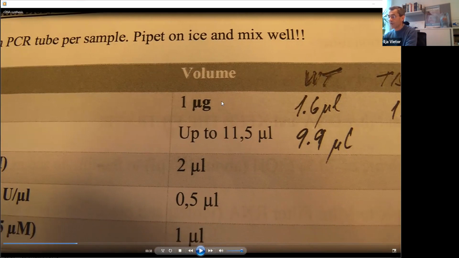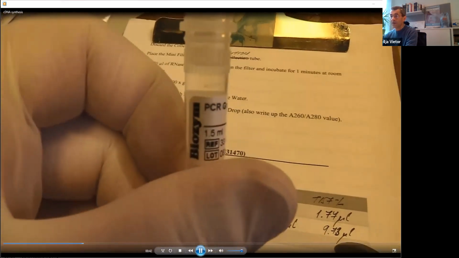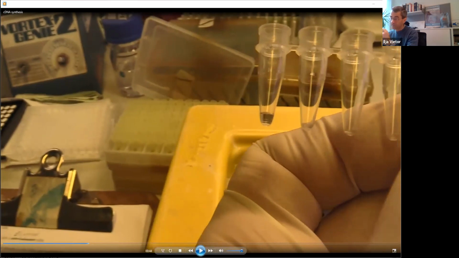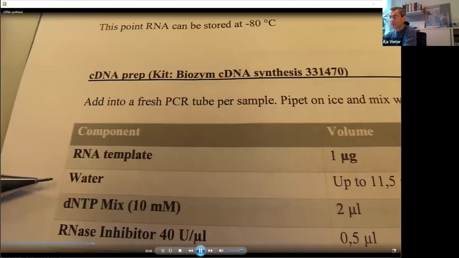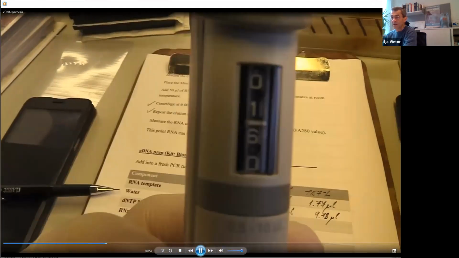So the reason why I have measured the RNA concentration was that for this step, we want to use exactly the same amount of RNA. So for wild type, it's this volume, and for the knockout, it's a different one depending on their concentration. So we start with water. It's this special PCR grade water, not containing any RNases. You put it into these PCR tubes, and then the next step is to add the samples.